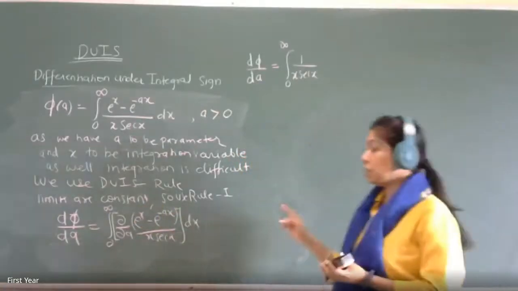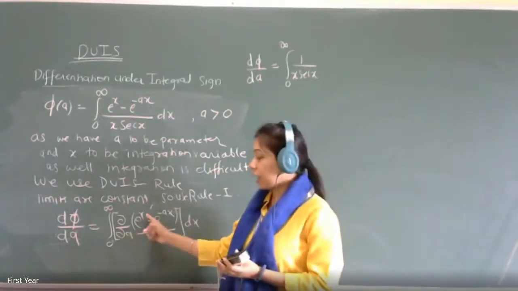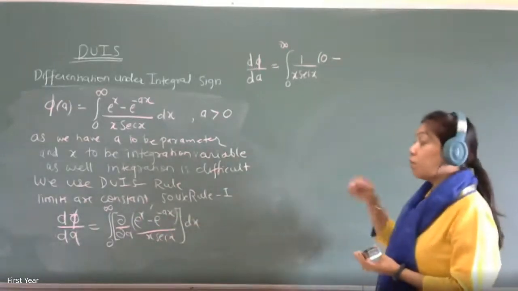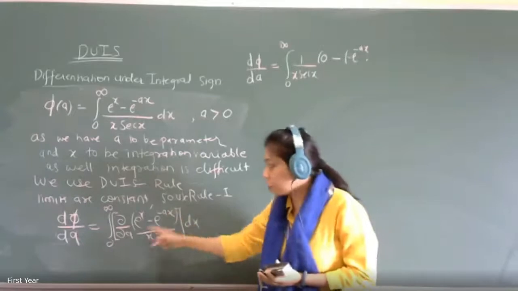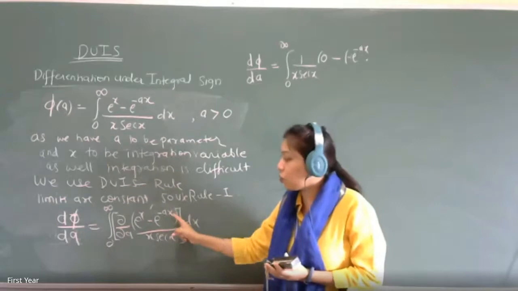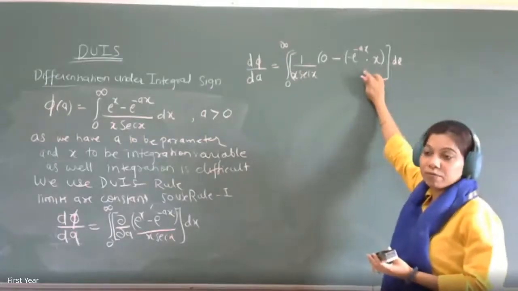Now in the numerator we have two functions which are in addition or subtraction. What's the derivative of e raised to x with respect to a? x is constant, so 0. Minus e raised to minus ax, derivative with respect to a: minus e raised to minus ax into minus x, the derivative of the power with respect to a. a is your variable, the derivative of a with respect to a is 1, x is a constant, so x will come. This is the only step where we have to be very careful.